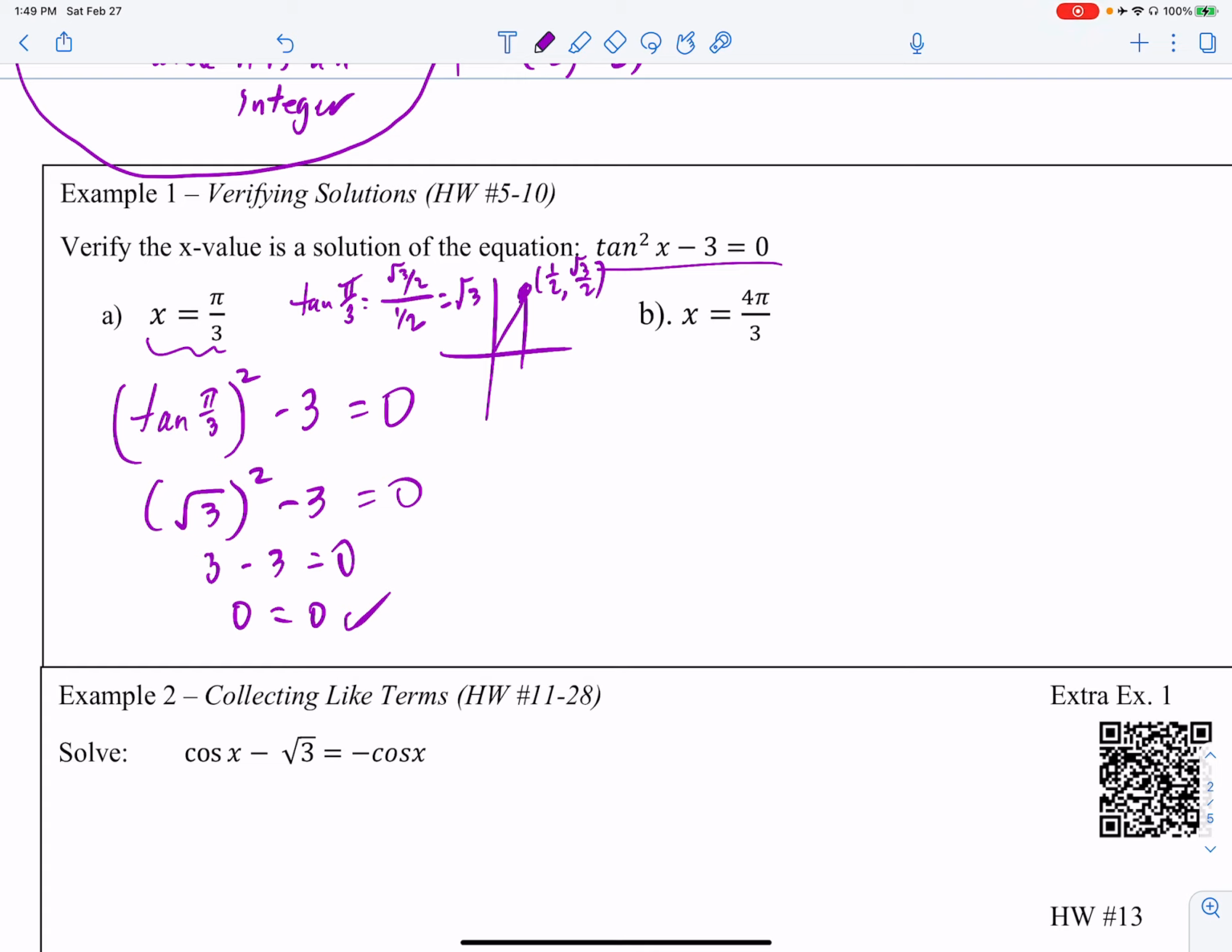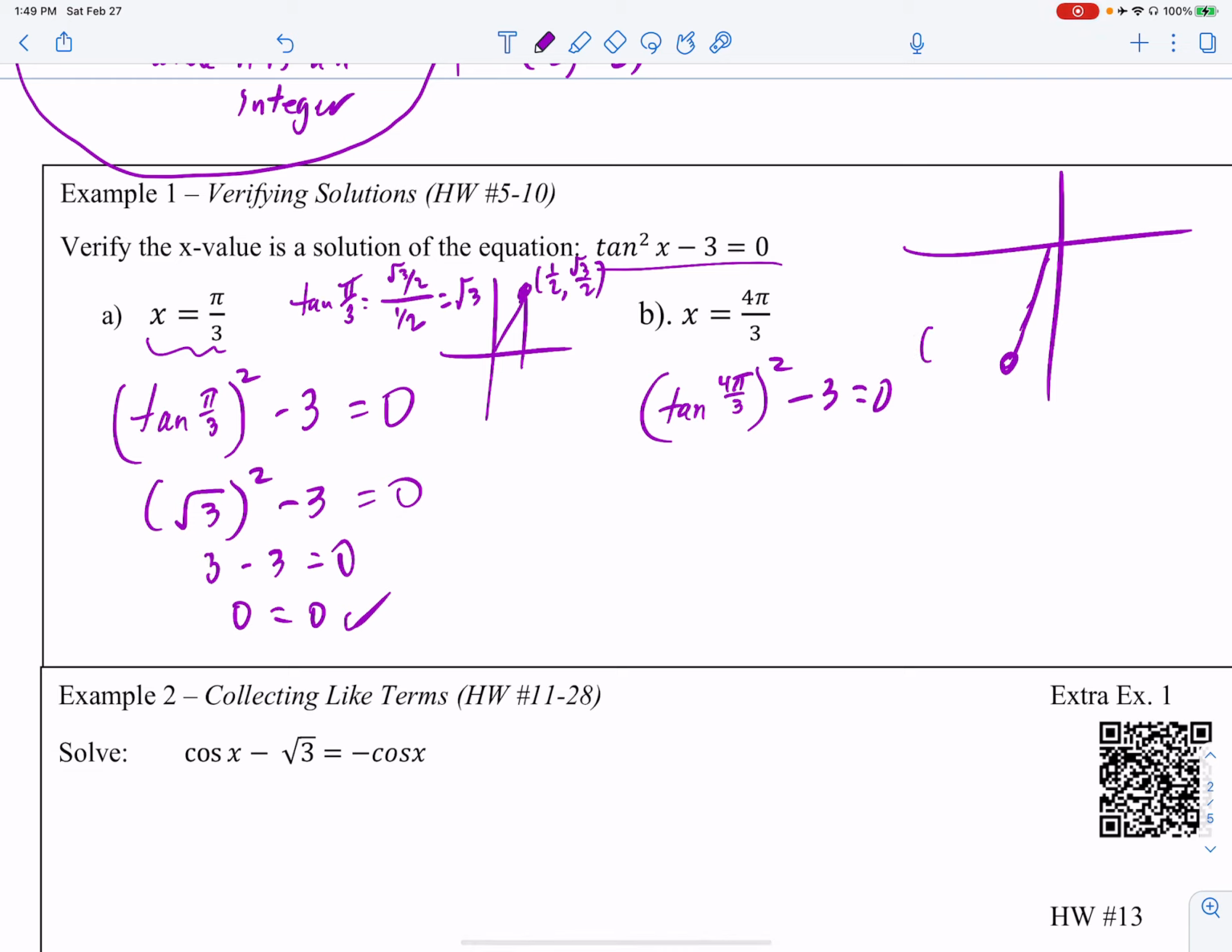Then it says verify 4 pi thirds. Well, again, tangent of 4 pi thirds, and you're going to square it, minus 3 equals 0. Well, 4 pi thirds is going to have a pi thirds reference angle, quadrant 3. It's pi plus an additional pi thirds. That's to the left 1/2 and down root 3 over 2.